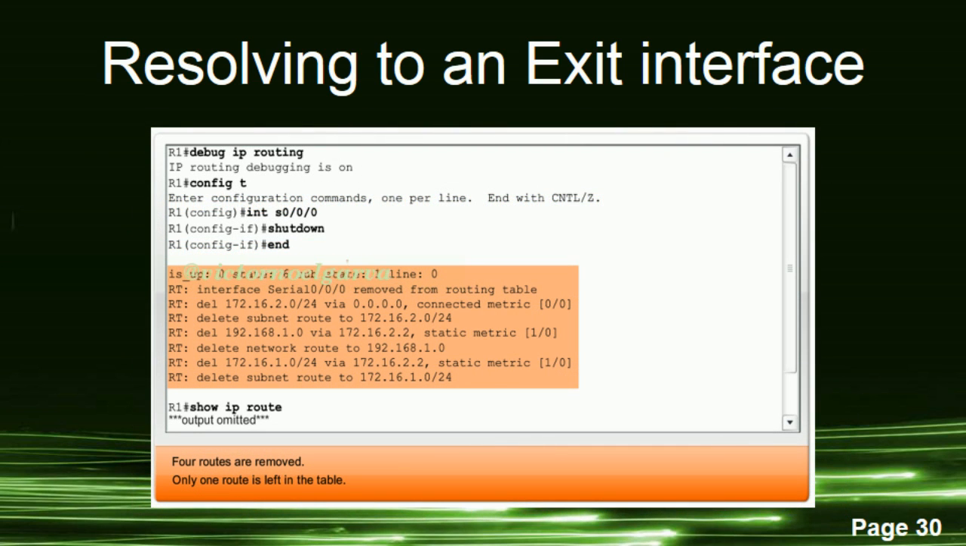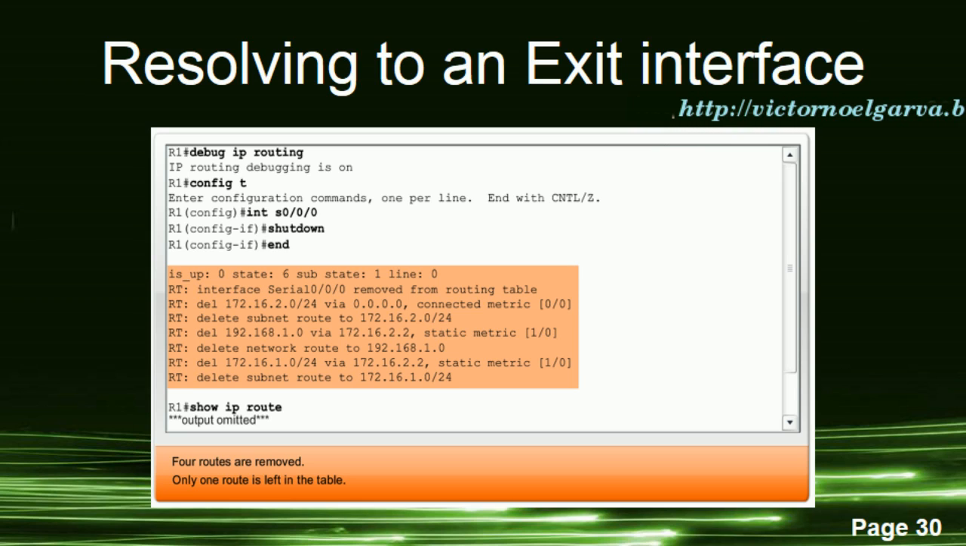Exit interface is down. Let's consider what would happen if an exit interface goes down. For example, what would happen to our R1 static route to 192.168.2.0/24 if its Serial 0/0/0 interface went down? If the static route cannot be resolved to an exit interface, in this case Serial 0/0/0, the static route is removed from the routing table.